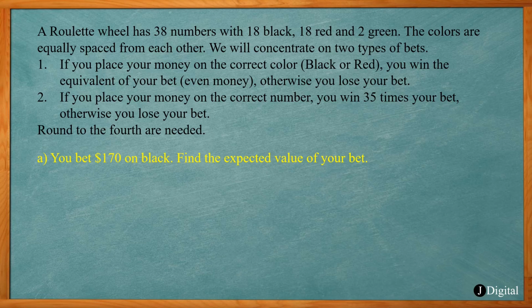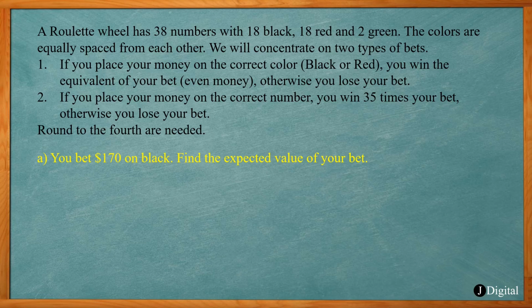Now with the expected value, you're going to take the probability of that event happening times the amount you're going to gain or lose, and you're going to do that for each possible outcome. So for part A, it says you're going to bet $170 on black, find the expected value of your bet.